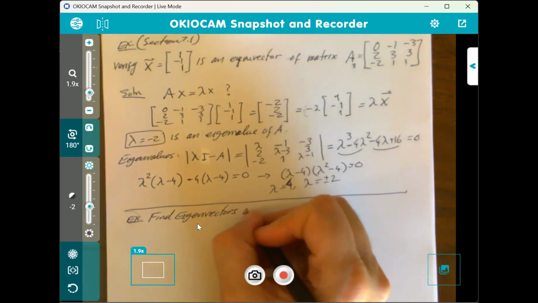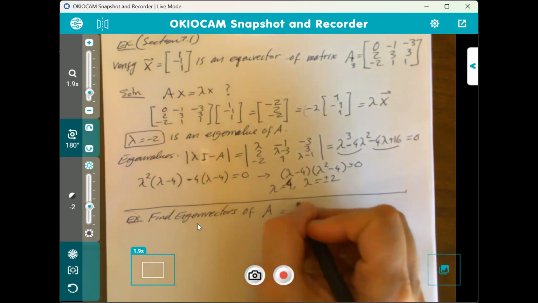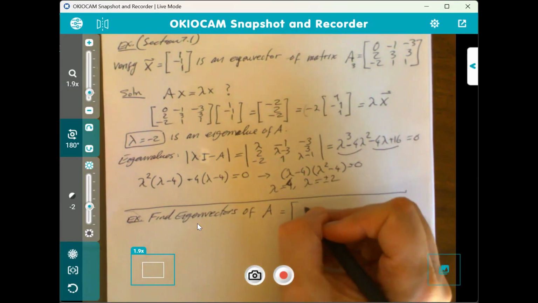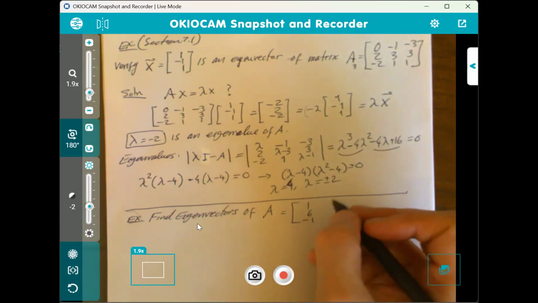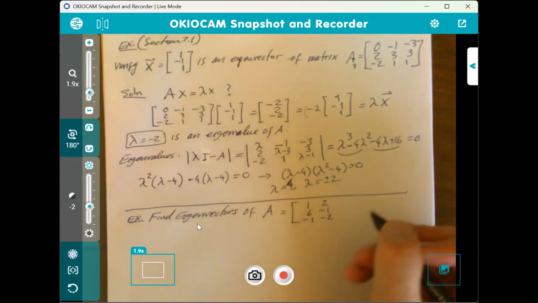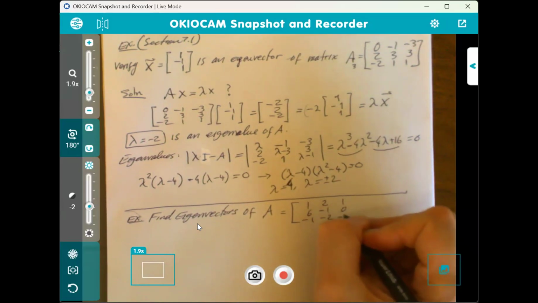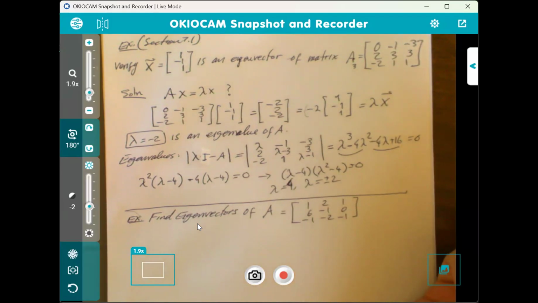Eigenvectors of this matrix. This is a different matrix now. I made it to be 1, 6, -1, 2, -1, just random numbers, folks. 1, 0, -1, random integers.